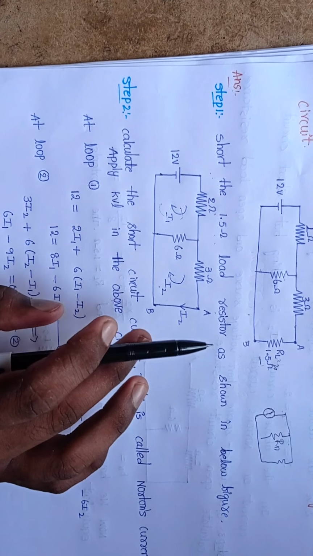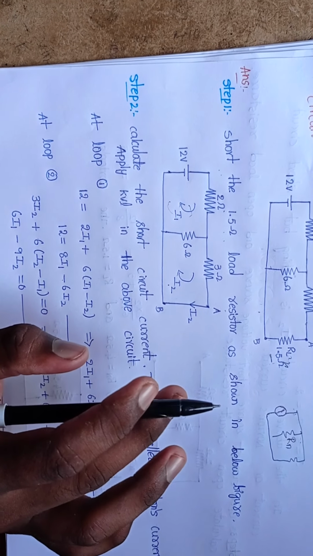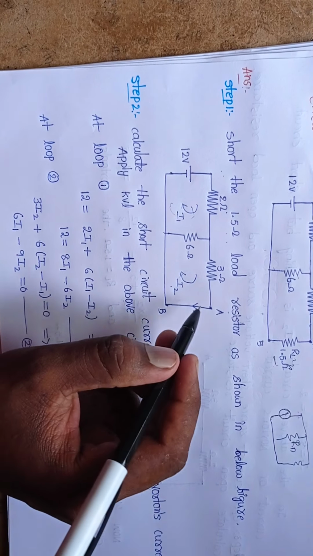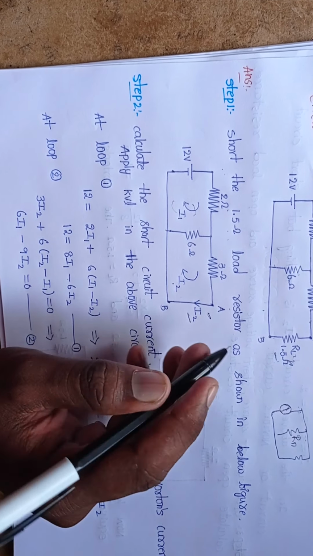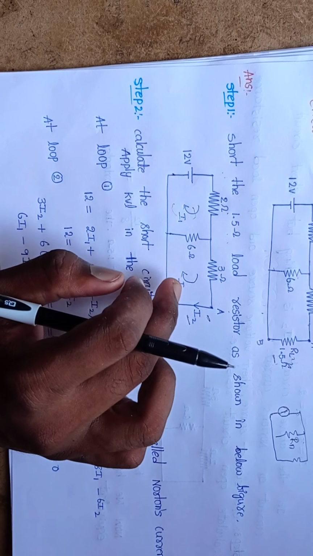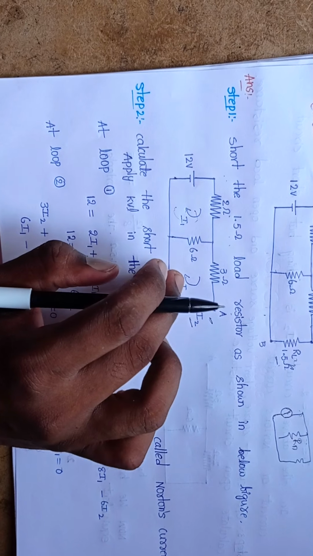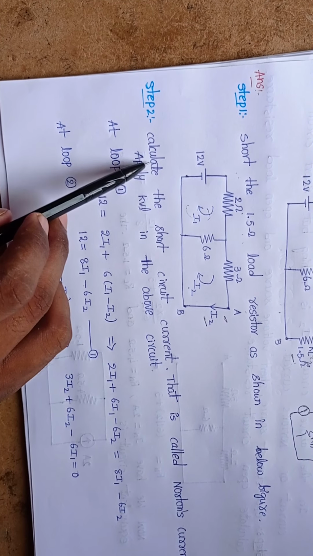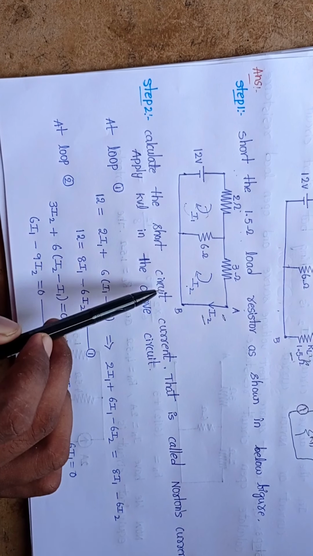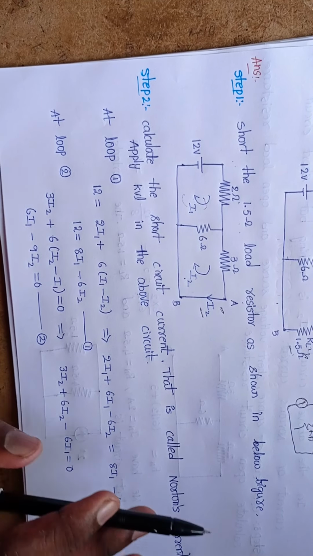Next, we need to find Norton's current. Norton's current is nothing but the current flowing through the short circuit. The current flowing through the short circuit is I2. We can find the I2 value by applying mesh analysis in the circuit. In the next step, we calculate the short circuit current, that is called Norton's current.